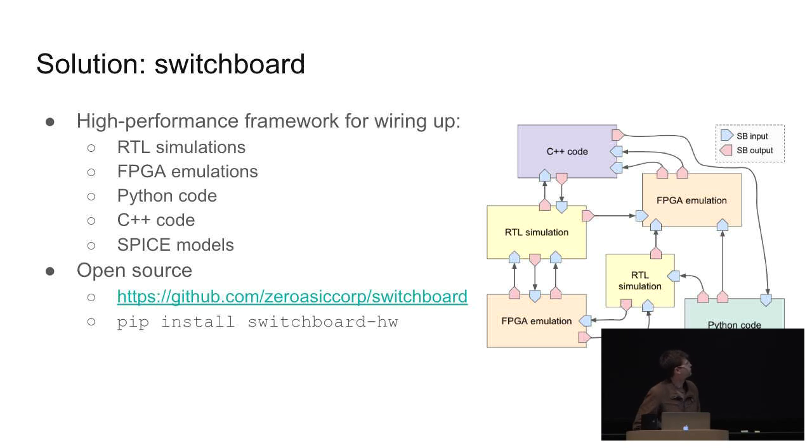So the solution that we came up with, and what I'm going to talk about today, is called Switchboard, and it's a framework for wiring up all of these different kinds of models. This includes RTL that's simulated and emulated, different software models, and maybe not surprisingly, given my past, also SPICE models. This is an open source project. You can find it on GitHub. It's also pip installable.